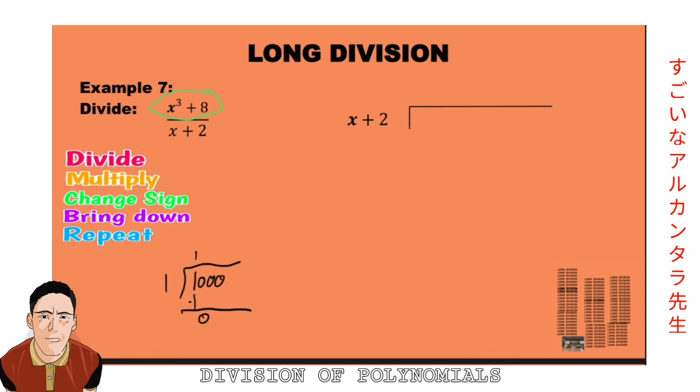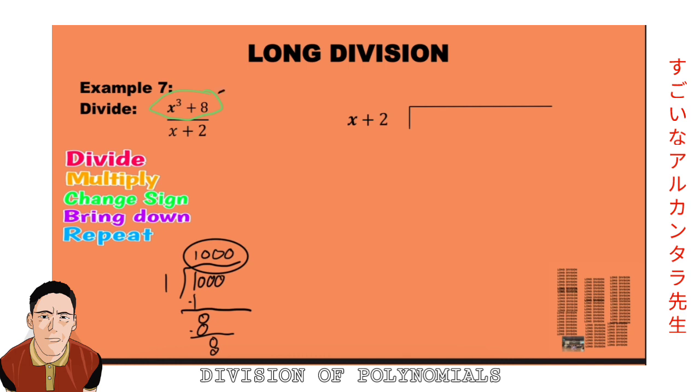You have to do something. Repeat the process. What is 0 divided by 1? 0. 0 times 1, 0. Change the sign, 0, bring it down, 0 divided by 1, 0. So it's something like this. And then if you continue this process, you're going to get 1000 as your final answer, right? Now, what is the importance of this in line with x raised to 3 plus 8?